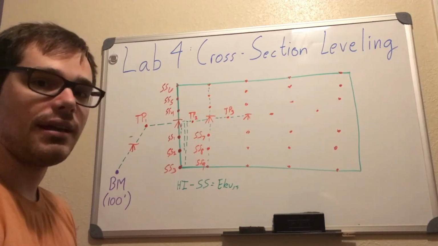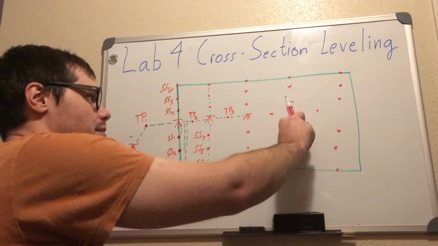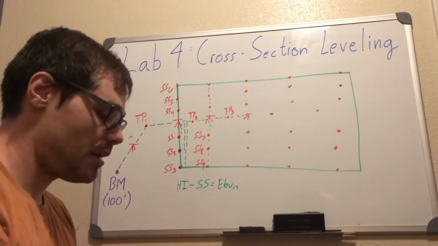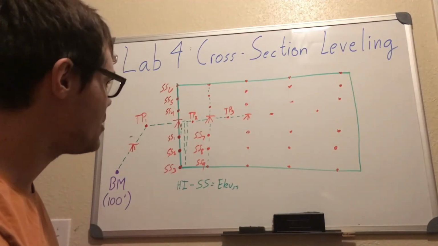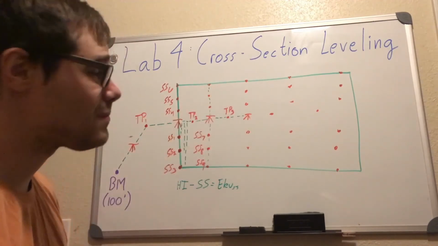The more accurate you need it, the more spots you're going to have to do, and the smaller these distances are going to be. Okay? So I believe the example I posted in the lab only shows one side shot on each side. It just shows the one. But note that you can do as many as you want. Okay?